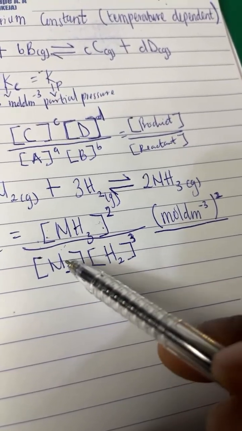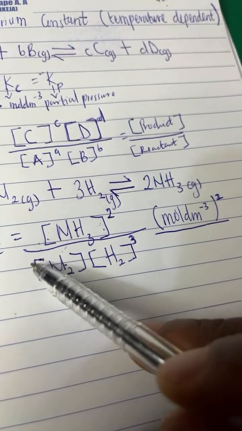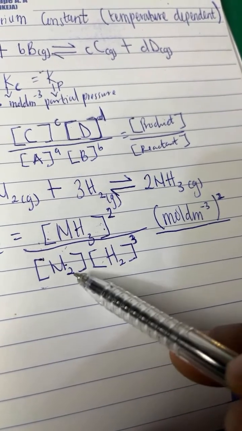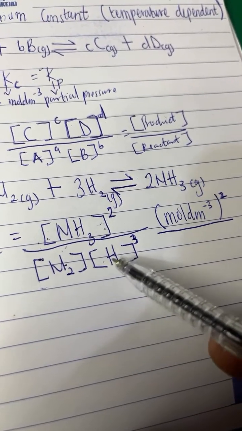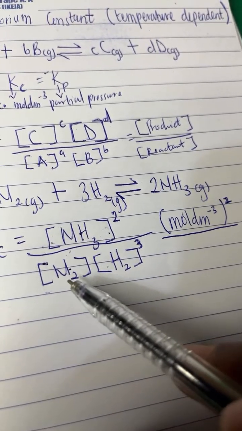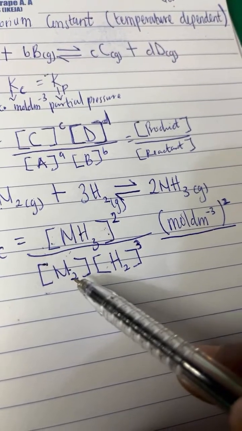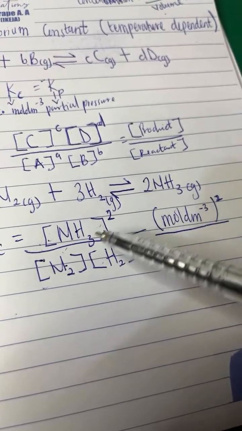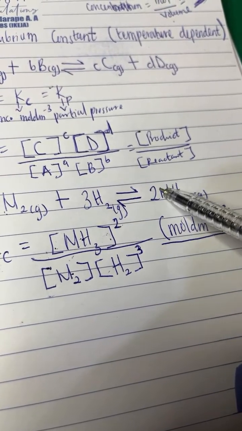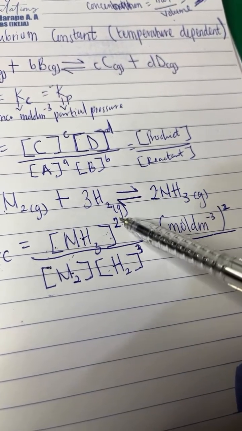So now you know that the unit of concentration here is moles per dm cube. Now, I want to ask you guys a simple question. You know that here, the number of moles of ammonia is 2. That's why I put the power of 2.